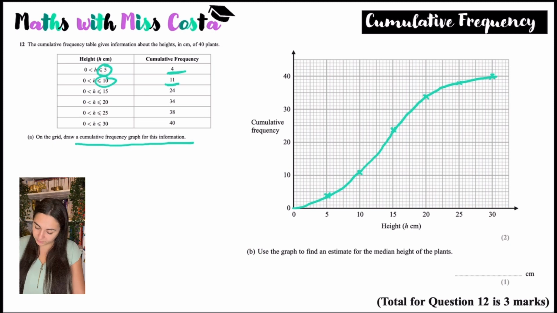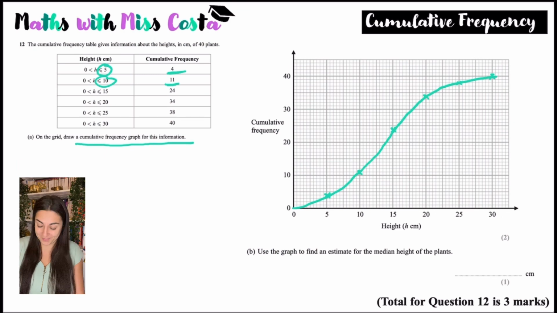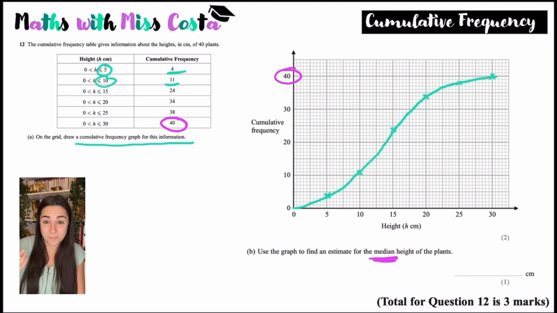Now it says use the graph to find an estimate for the median height of the plants. This is where so many people make a mistake. What people tend to do is go, oh yeah, the height, so I'm going to find half of the height. But no, you want to find an estimate for the median height of the plants. And how many plants do you have? You've got 40 plants, and it's always going to be your cumulative frequency. So you're finding the median of your cumulative frequency, how many plants you have in total.